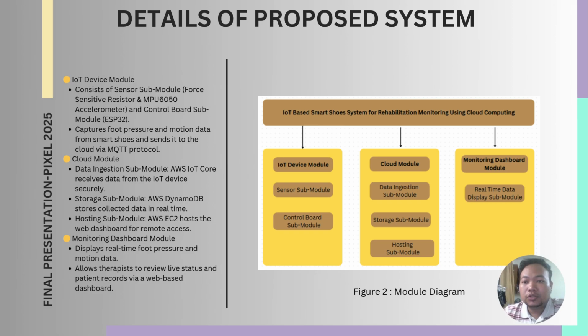Okay, now let's go to the next part, which is the details of the proposed system. As I mentioned before, there are three main modules in this project: the IoT device module, the cloud module, and the monitoring dashboard module. The IoT device module consists of two sub-modules, which are the sensors and the control board. The force sensor and the MPU 6050 accelerometer will be used in this project, and for the control board, we will use ESP32.